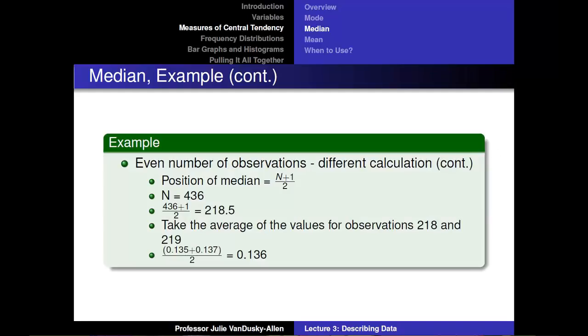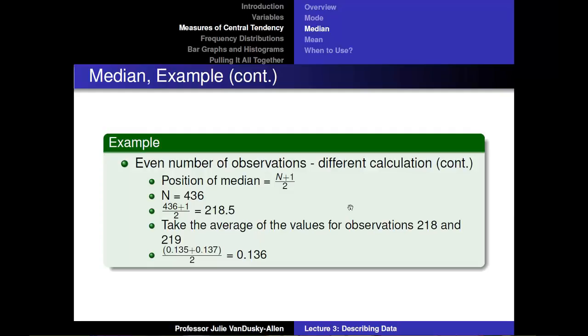So let's say we have a Commonspace variable with 436 observations. We would run the same calculation as before. The position of the median when you have an odd number of observations is equal to the number of observations plus 1, and that value divided by 2. We get a number with a 0.5 at the end. So what we do is we take the observation that is below this value and the observation that is above this value and find the average of those two observations.